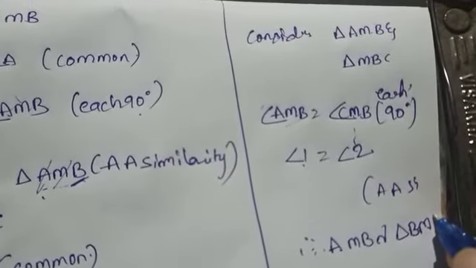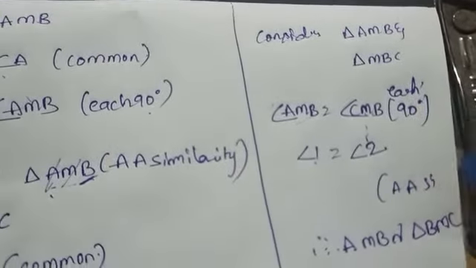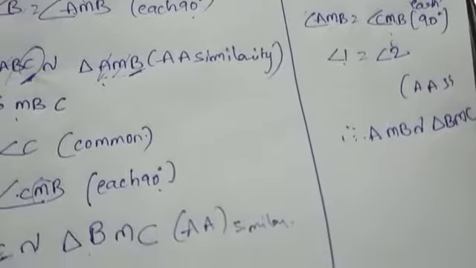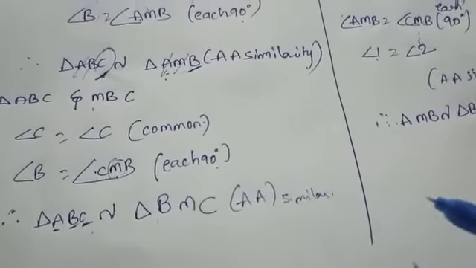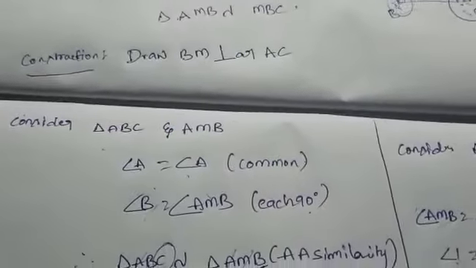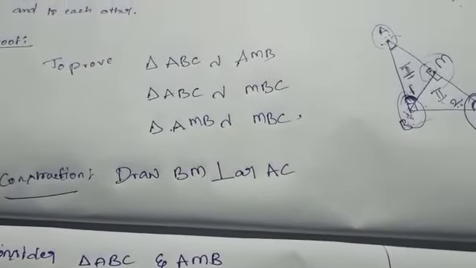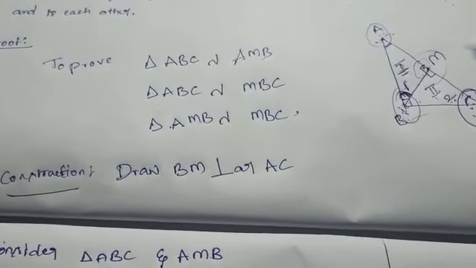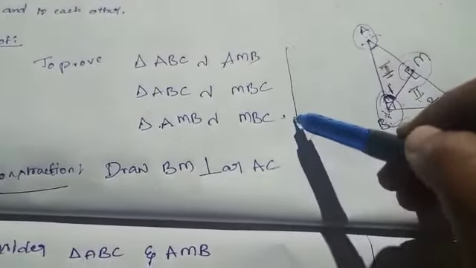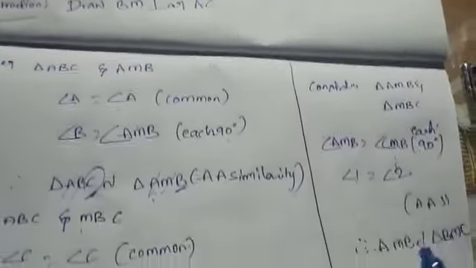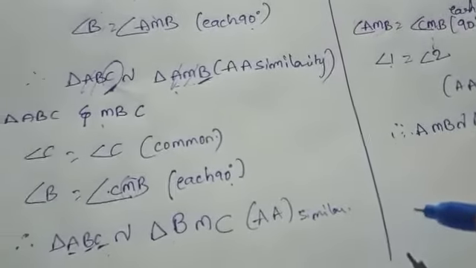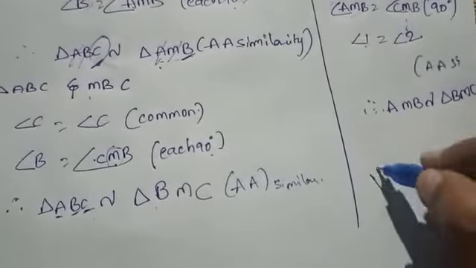Next, 1 in the smaller triangle, 1 means B, remaining BMC. Okay, here we needed to prove these 3 cases. Okay, so we have proved the 3 cases, hence proved.